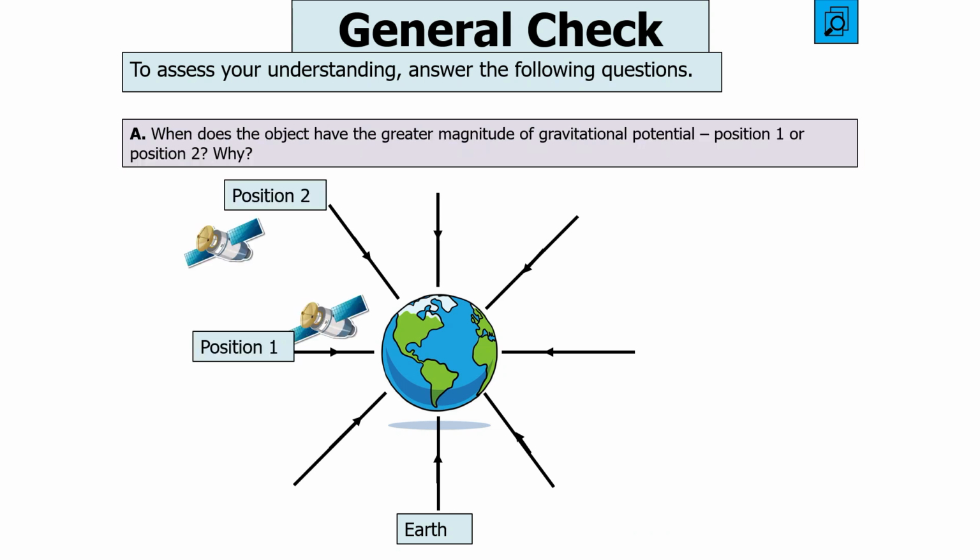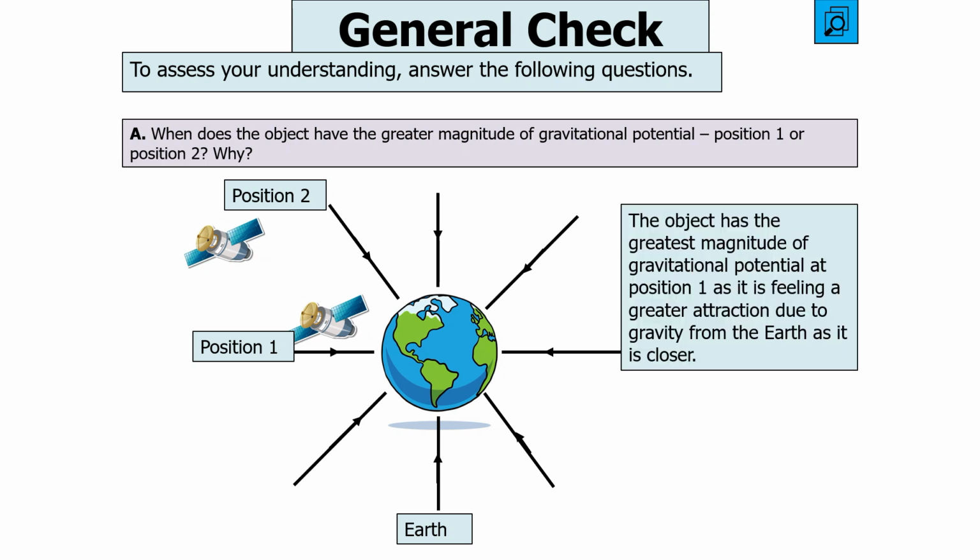When does the object have the greater magnitude of gravitational potential? Position 1 or position 2, and why? The object has the greatest magnitude of gravitational potential at position 1, as it's feeling a greater attraction due to gravity from the Earth as it's closer.